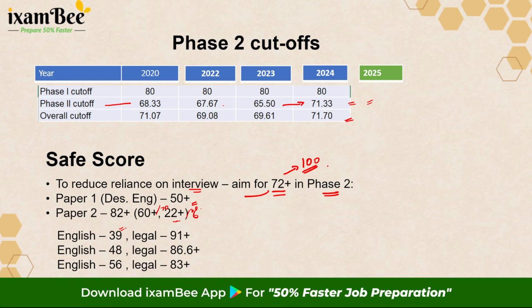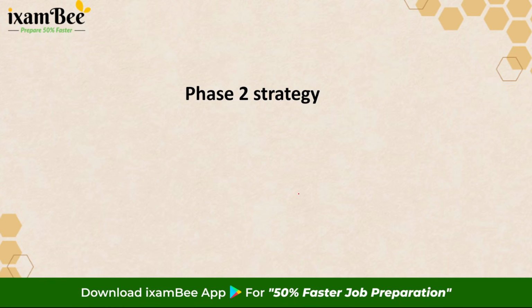There can be various other combinations to reach the 72 marks. If you are not very great in English, around 39, you should still be aiming for around 40 marks. In that case, your reliance on legal goes up substantially. So these are various permutation and combination examples only. Based on how you stand between these two subjects, you should be aiming for a total of around 72 marks. What should be your Phase 2 strategy in that case?